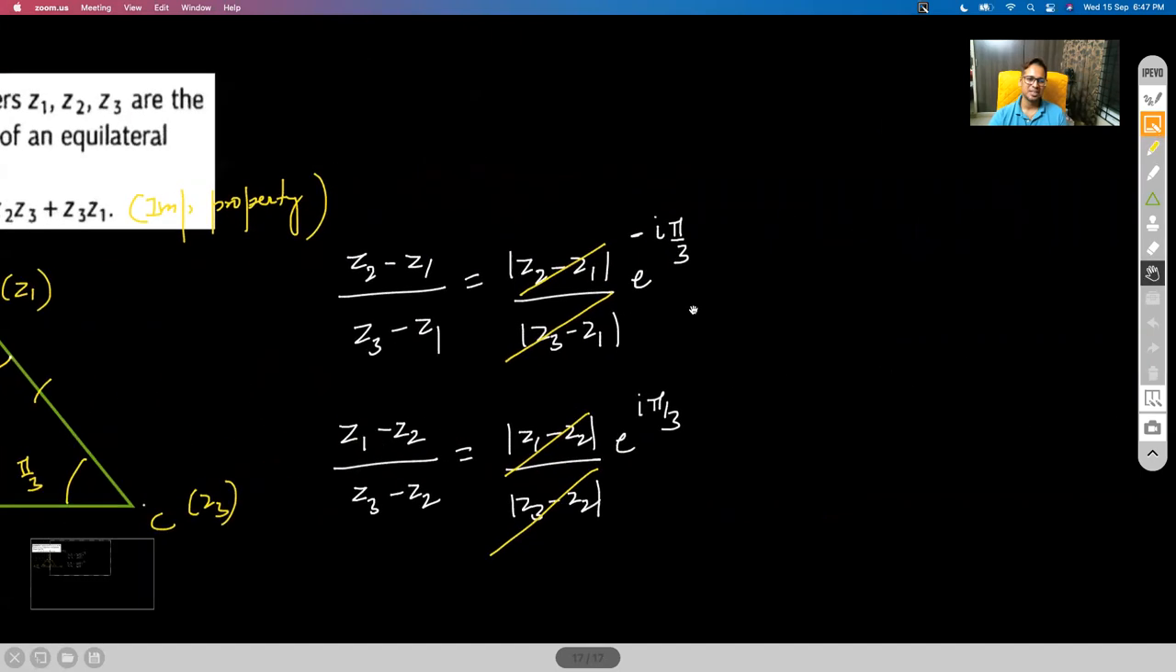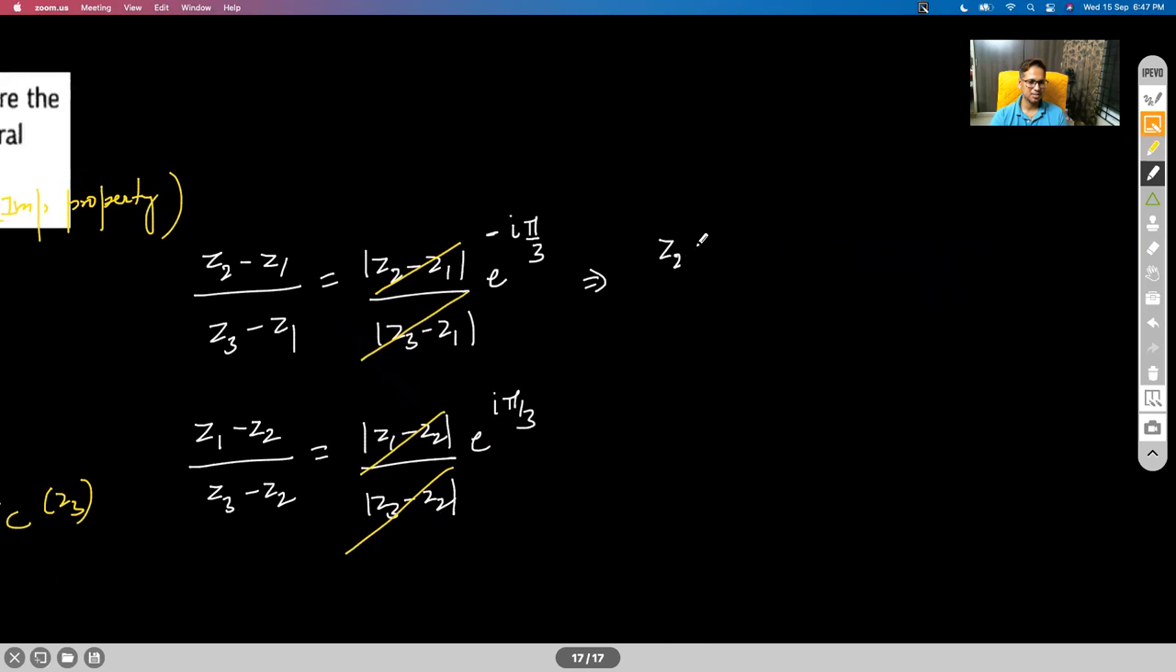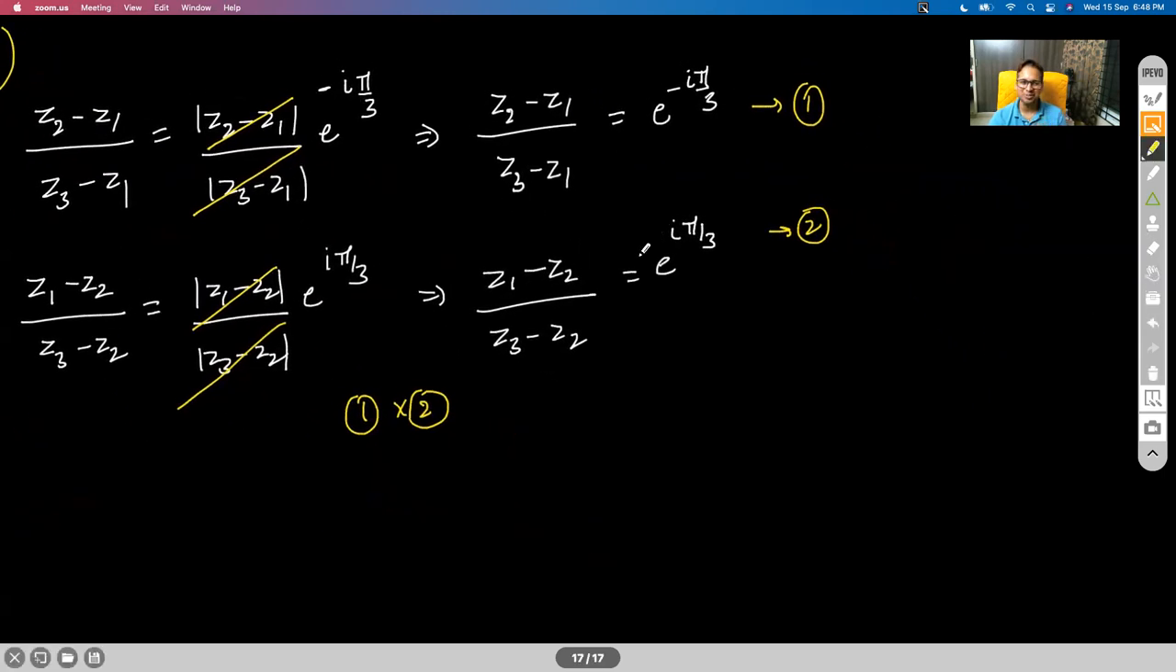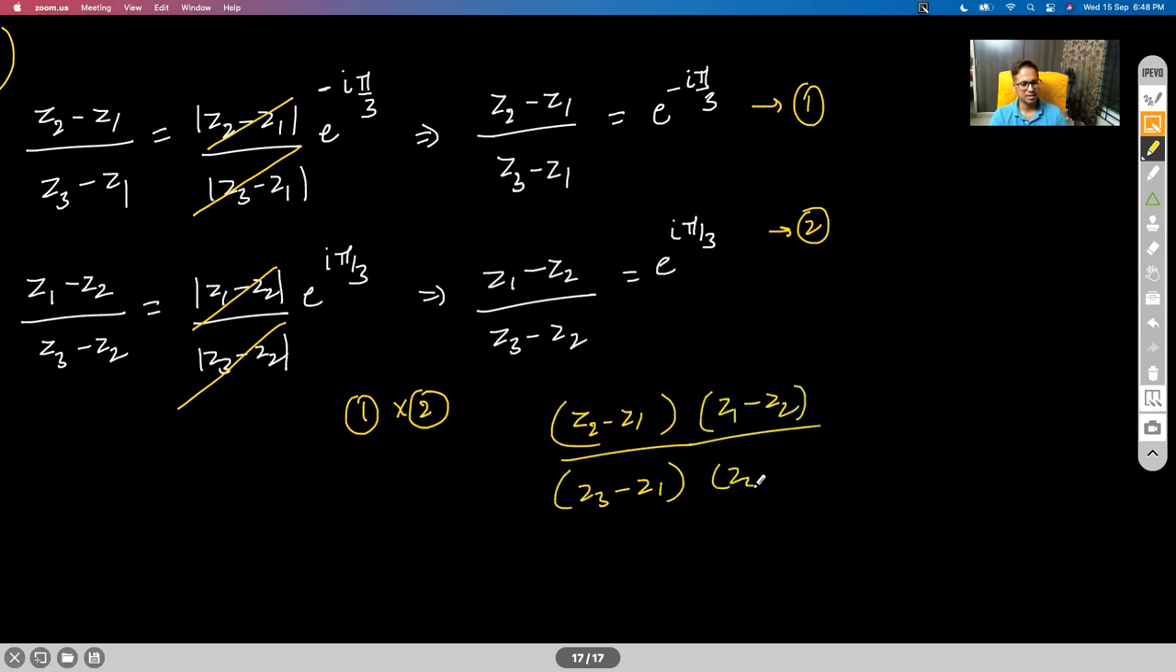Correct? So can I write this now as, okay, and can I write this now as this? Now I want to strike a relationship between Z1, Z2, Z3. And I don't want this e to the power i pi by 3, etc. to appear. So can I do one thing? Can I multiply 1 and 2 just to get rid of that e to the power i? So when you multiply 1 and 2, the left hand side terms, let's multiply. They will multiply and these two will become a 1.